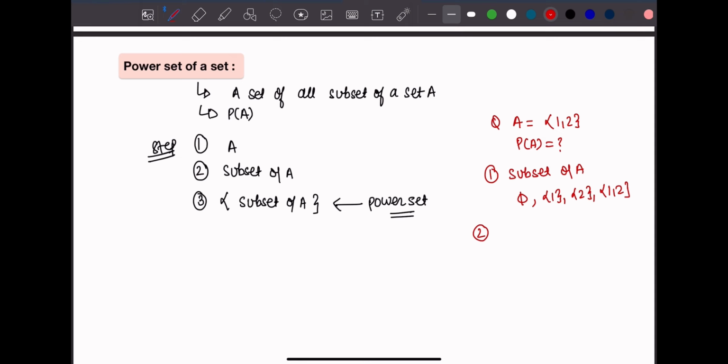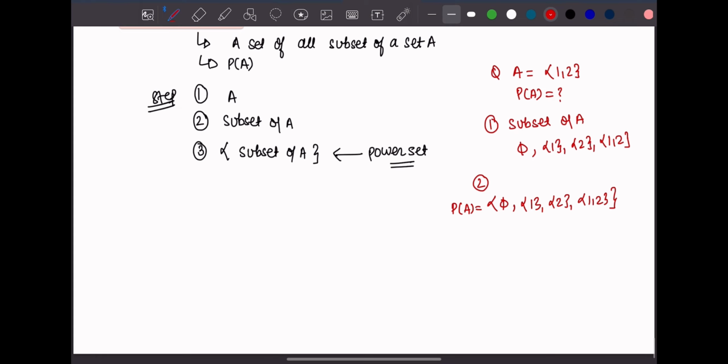Second step, I told you to enclose all the subsets in curly brackets, which means we get curly brackets of phi, {1}, {2}, {1, 2}. So this one is our power set of A. Then the next question is: what is the number of elements in the power set of A?